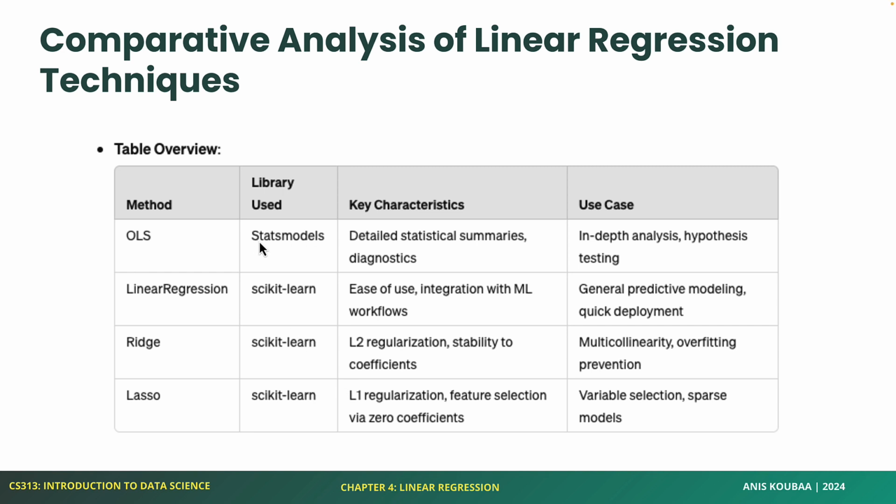So OLS uses the statsmodels library in Python, whereas the other three variants use scikit-learn. Scikit-learn is a machine learning library in Python that contains a lot of available functions, like linear regression, support vector machine, decision trees. Several of the classification models are already built in and available in the scikit-learn library. So let's explore all of them.